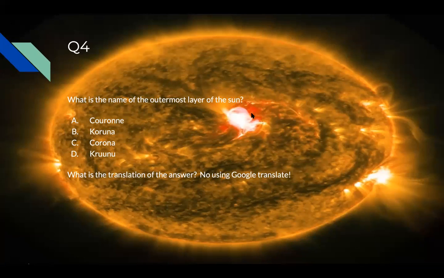Question 3. What is the name of the outermost layer of the sun and what is the translation of the answer? And if anyone uses Google Translate, well, you're wrong. Naveen, that's partially right. What is the second part of the answer? Anishka, you're gonna have to try again. Giridharan, you're partially correct. I need the translation.